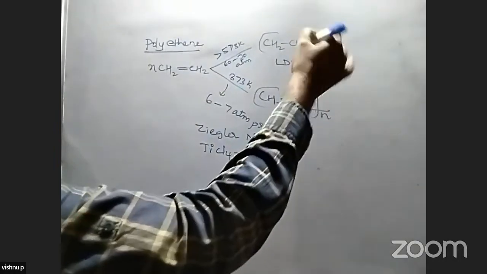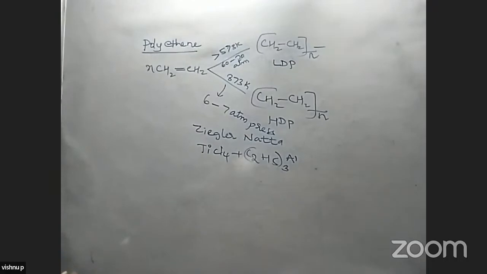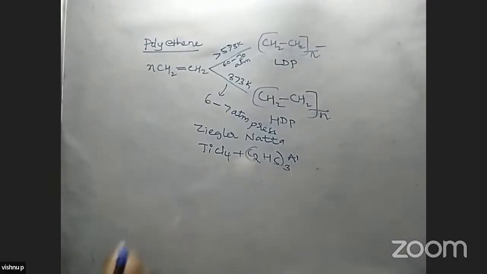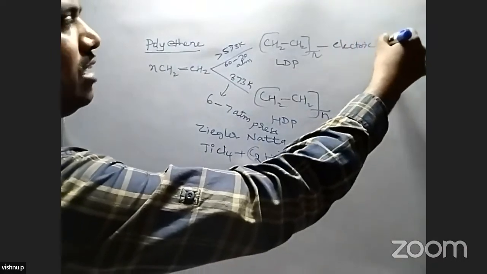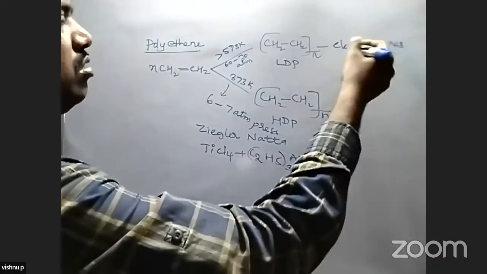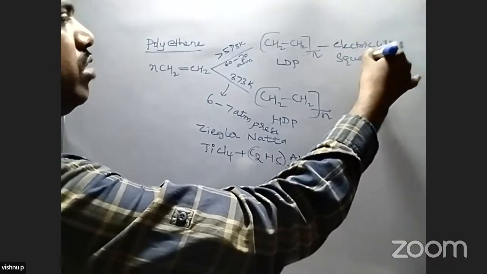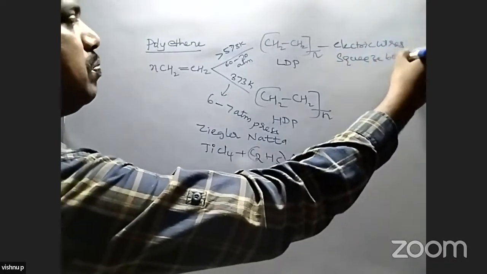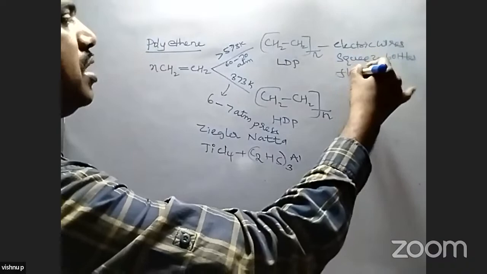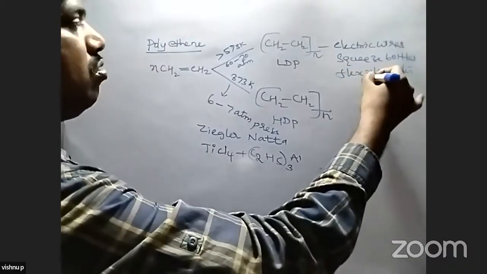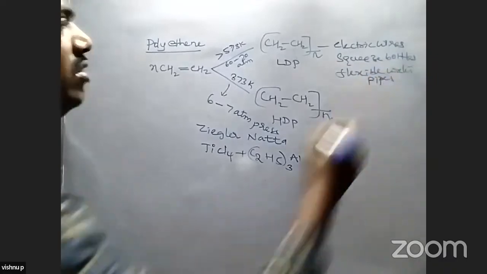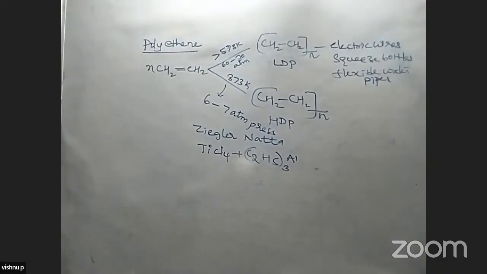So what is the use of low density polythene? It is used for insulation of electric wires. It is also used for squeeze bottles, flexible water pipes and carry bags.